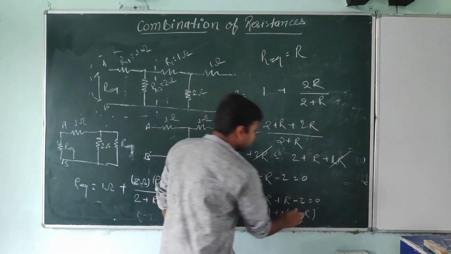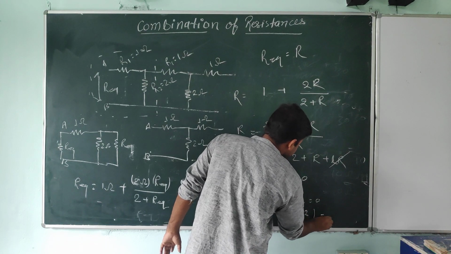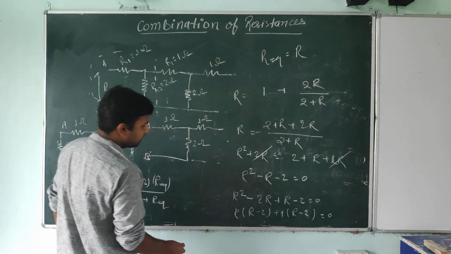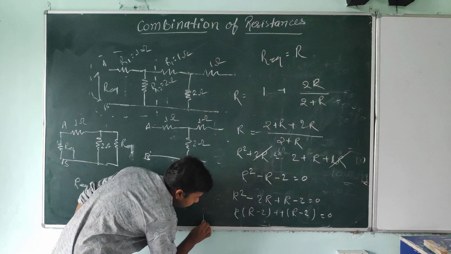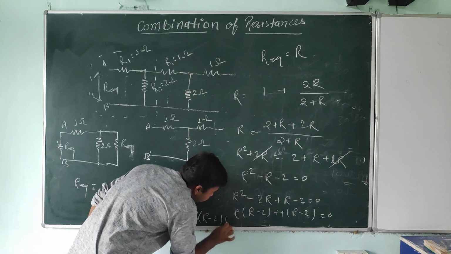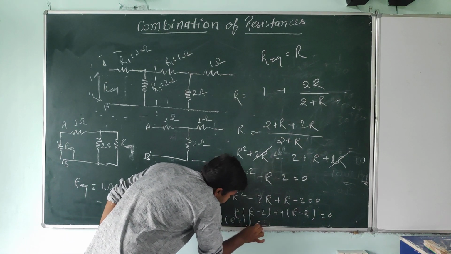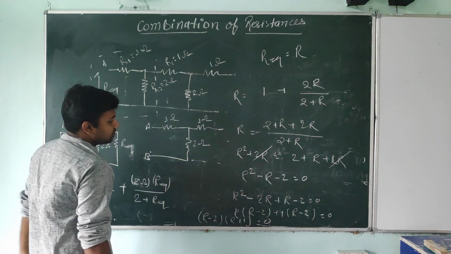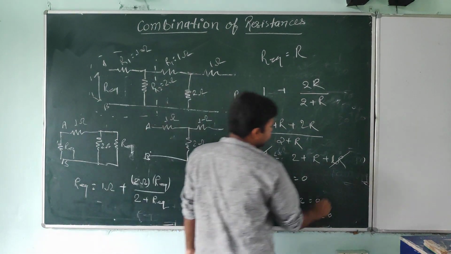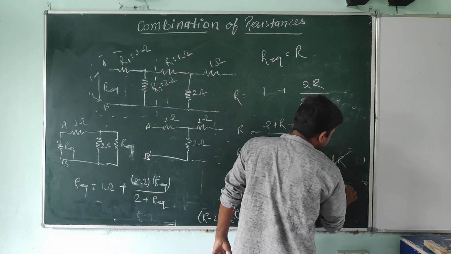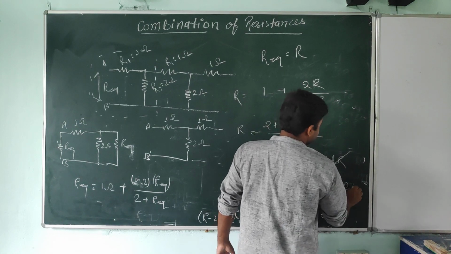R minus 2 is equal to 0. Again you will take the R minus 2 as common, so what you will get? R minus 2. Here you will get the R plus 1 is equal to 0. So look at this, if you will equate this, what you will get? The value of R is equal to 2. This is the answer.